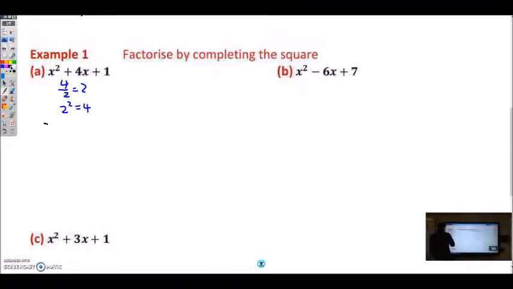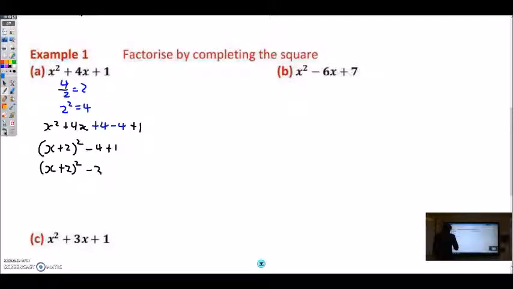So we are going to have x squared plus 4x plus 4 minus 4 plus 1. We complete the square. x squared plus 4x plus 4, which is x plus 2 squared, minus 4 plus 1. Collect our constants at the end. We have x plus 2 squared minus 3. Now, at this point, we have our a squared minus b squared.